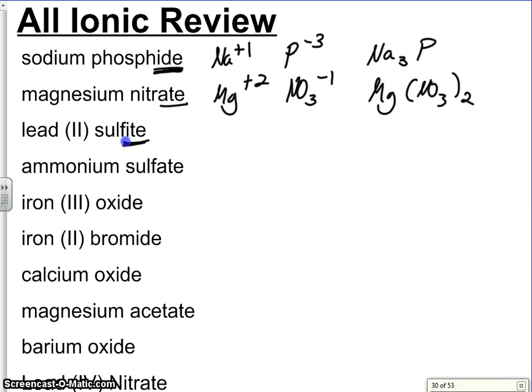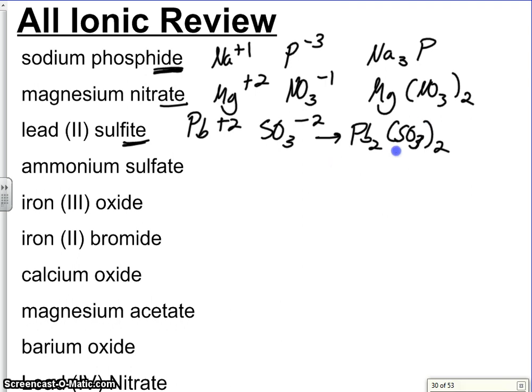Lead 2 sulfite, lead 2 tells me Pb plus 2. Sulfite is SO3 minus 2. Cross and swap, the 2's will simplify, but let's just look at that. We get Pb2(SO3)2. The 2's simplify into 1's. So we end up with PbSO3.